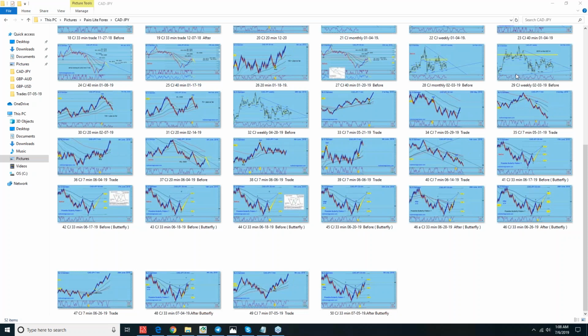Making this a small video about CAD-yen chart analysis and the results. It's going to be a very small video, only CAD-yen. So let's get started. This is the chart I made.